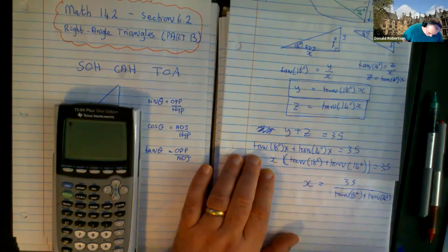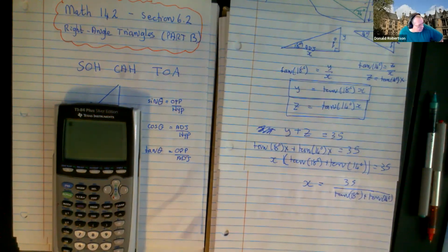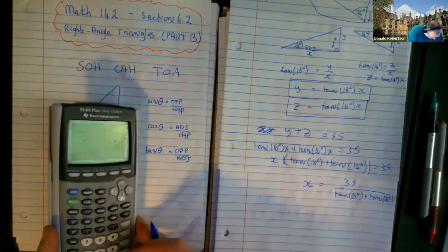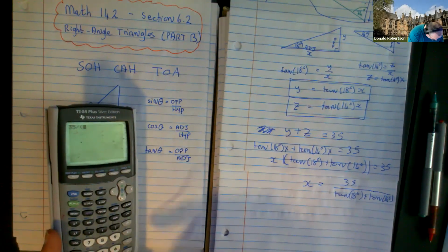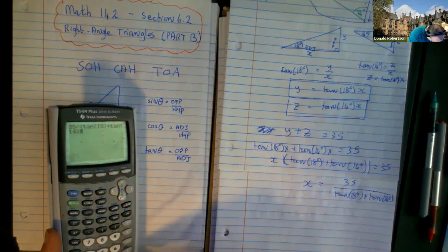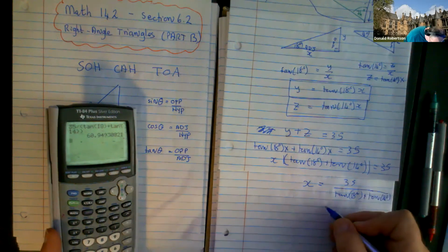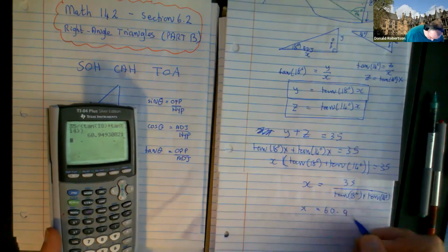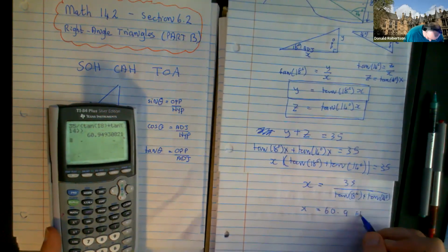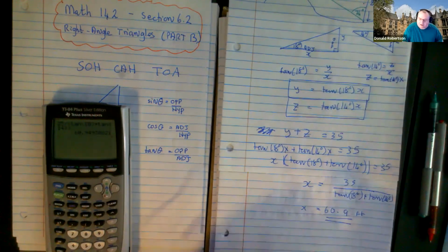Now, since that's the last puzzle one, do you see that was a kind of weird solution, but it worked. So let's find out what we have here. 35 divided by, make sure I put a bracket around it, the tangent of 18 plus the tangent of 14. And the answer is 60.9 to 1 decimal place. And that's actually correct.